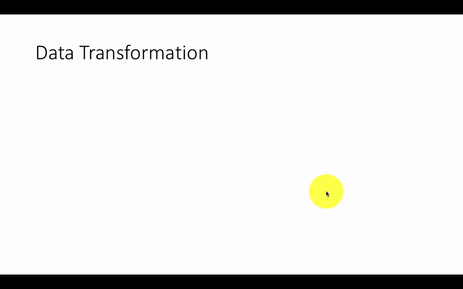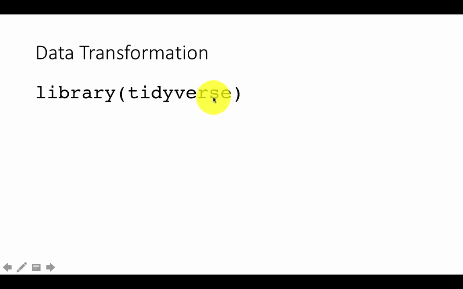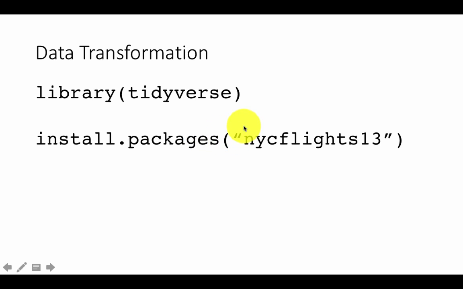So before we start looking at functions from dplyr, let's load a data frame which contains a lot of data, and we'll use that to illustrate many of the features of dplyr. You have already installed the package tidyverse. Okay, so we are just loading the library tidyverse, loading the package. But we are going to use a data frame called NYC Flights 13.